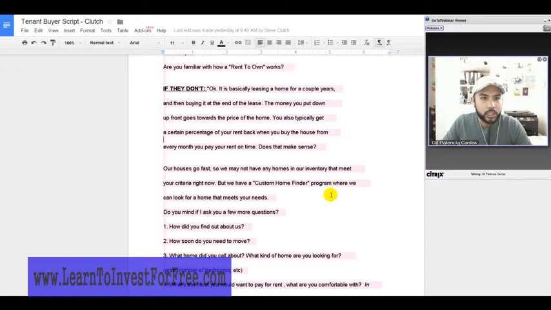So I struggled a little bit on here. This is customized. Steve's got it worded so that it flows easily for him. But let me repeat that one, right? Okay, so it's basically leasing a home for a couple of years and then buying it at the end of the lease. There's money that's put down up front, okay, which goes towards the purchase price of your home.